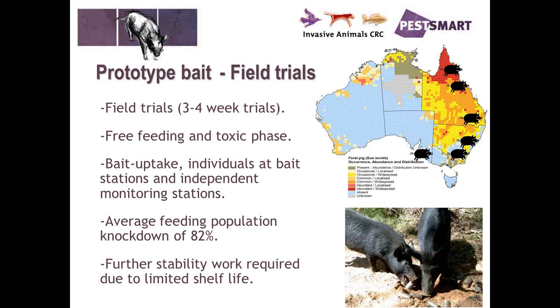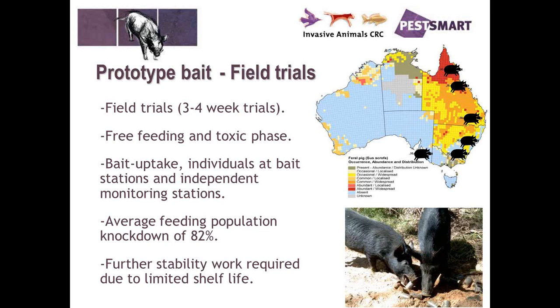So initially there were a number of pen trials on the product to work out what would work best, all those sorts of things, and we developed a prototype bait and then went out and did some field trials. The field trials generally last for 3 to 4 weeks. Initially we start with some free feeding, getting the pigs used to congregating in a particular area, and then that's followed by a toxic baiting phase.